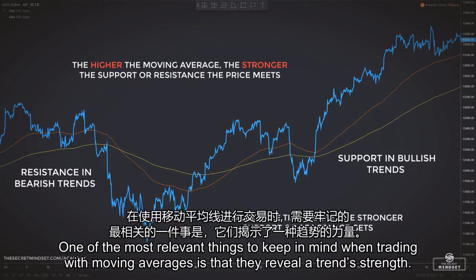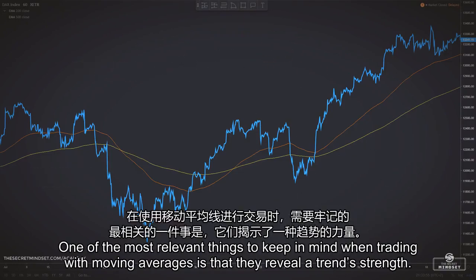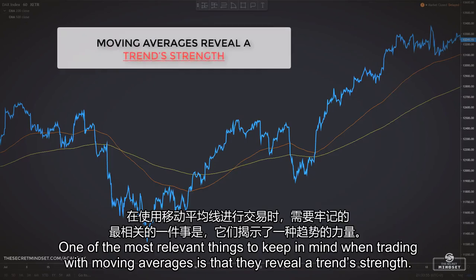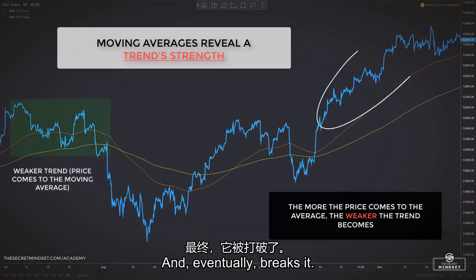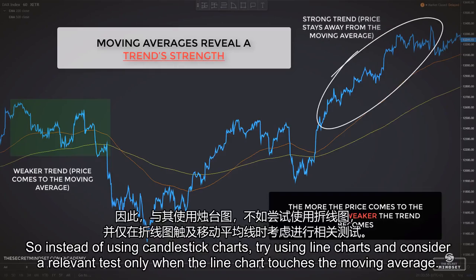One of the most relevant things to keep in mind when trading with moving averages is that they reveal a trend's strength. The more the price comes to the moving average, the weaker the trend becomes and eventually breaks it. So instead of using candlestick charts, try using line charts and consider a relevant test only when the line chart touches the moving average.